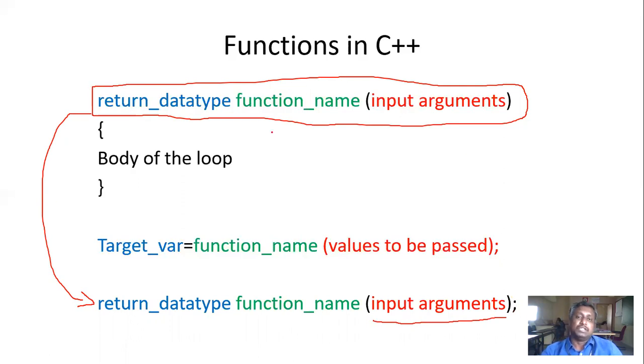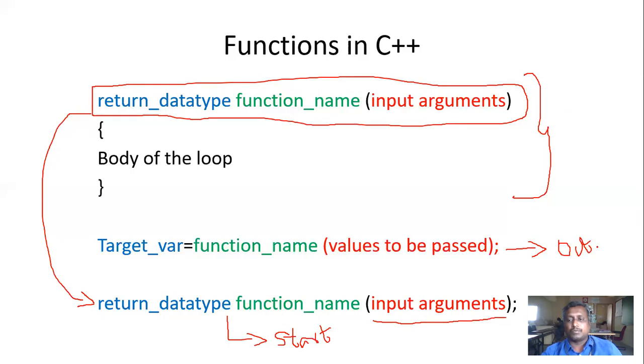So this function declaration can be written anywhere in the program. And the function call statement will generally be outside of the main program, whereas the prototype will be declared at the start of the program. It will be declared at the start of the program. Whereas the target variable is outside of the main program.